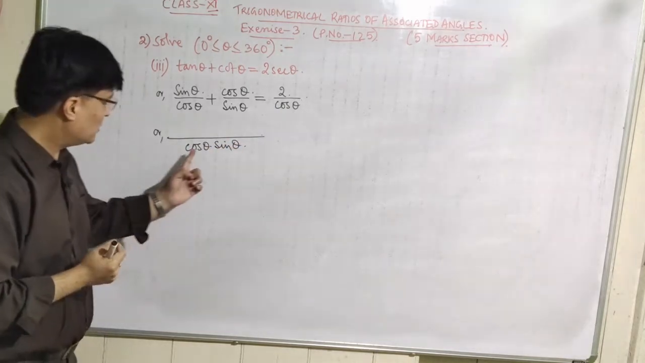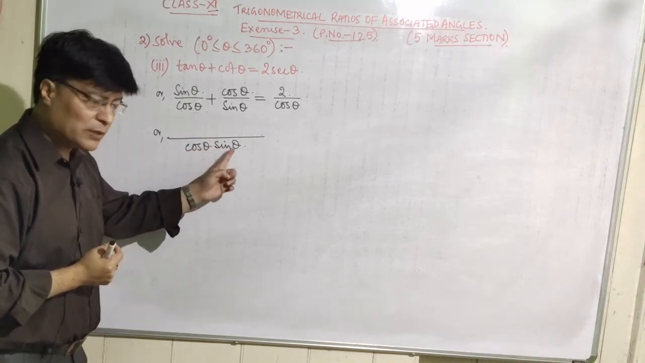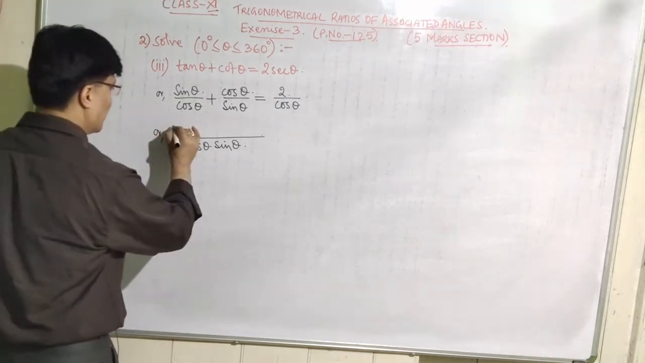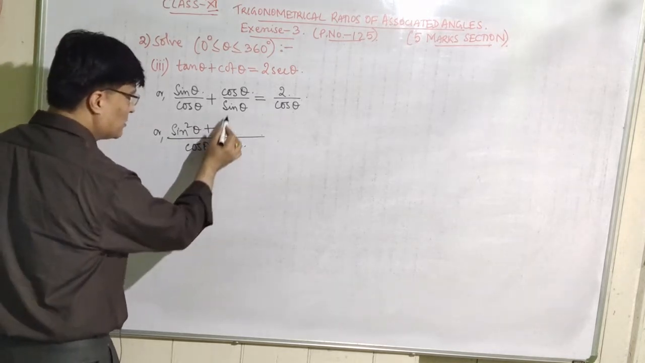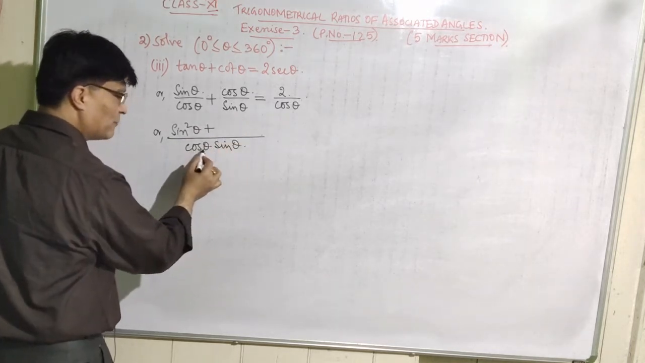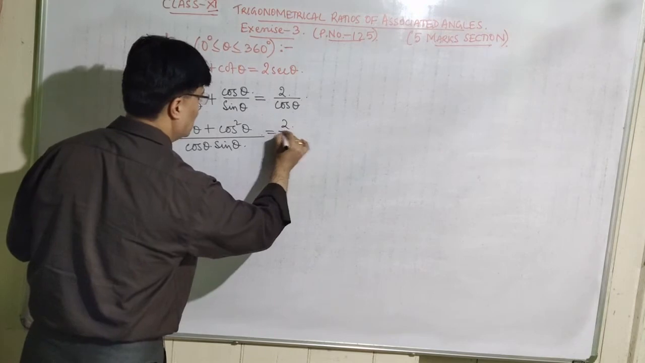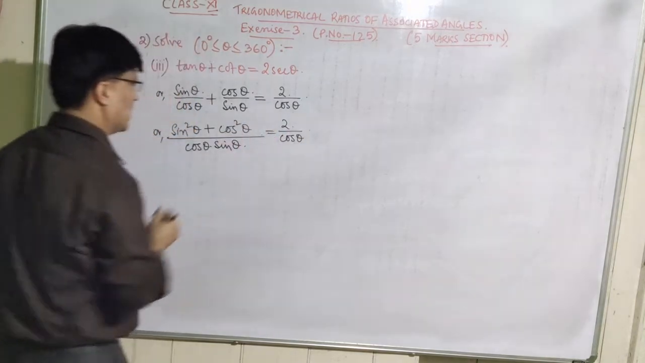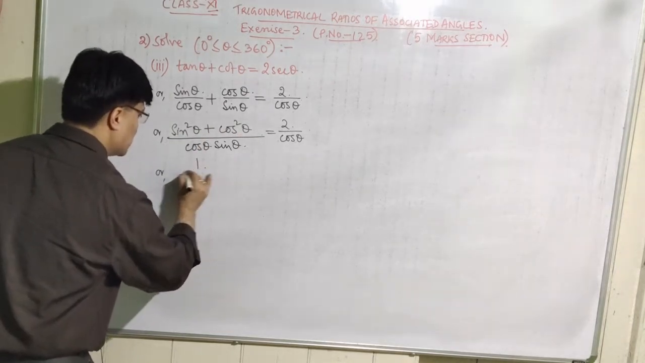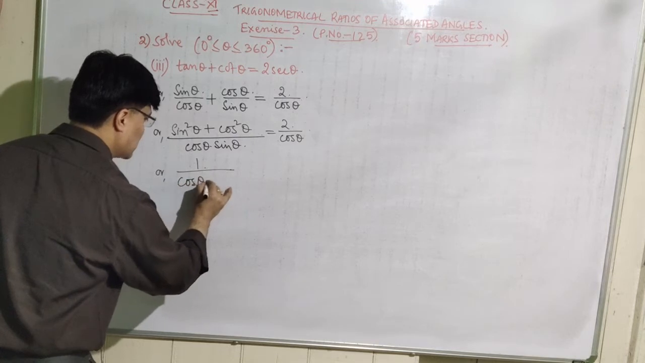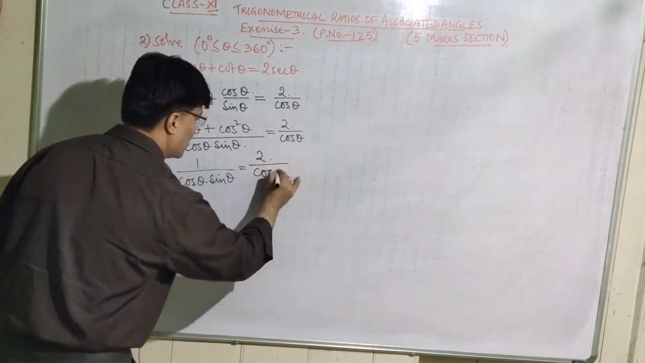So what is there in the numerator? This LCM is divided by cos theta. So cos theta gets cancelled. You will have sin theta. So sin theta into sin theta will be sin square theta. Sin square theta plus, now again this LCM is divided by sin theta. Sin theta gets cancelled. We will have cos theta. So cos theta into cos theta will be cos square theta, which is equal to 2 upon cos theta. Is that clear? Next, sin square theta plus cos square theta is 1 divided by cos theta into sin theta is equal to 2 upon cos theta.